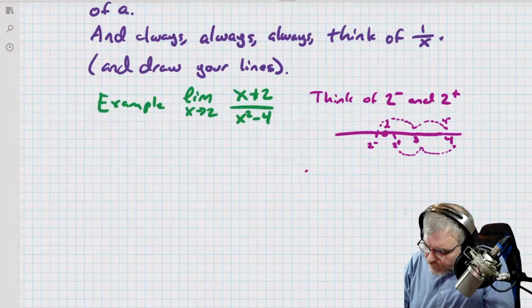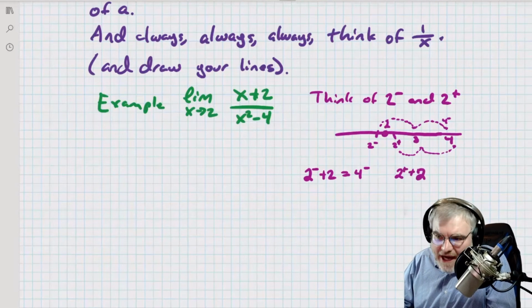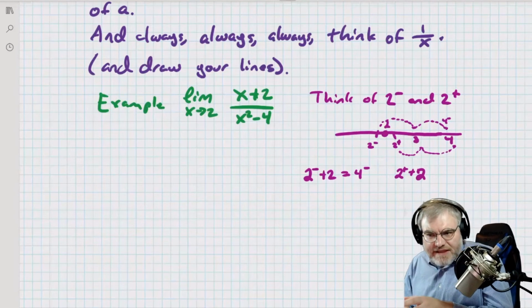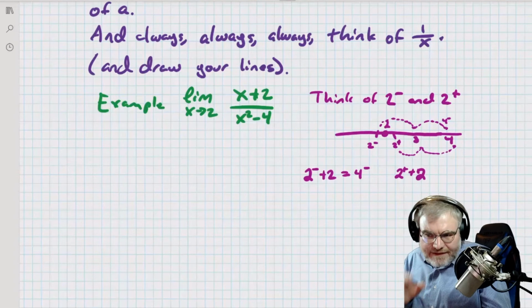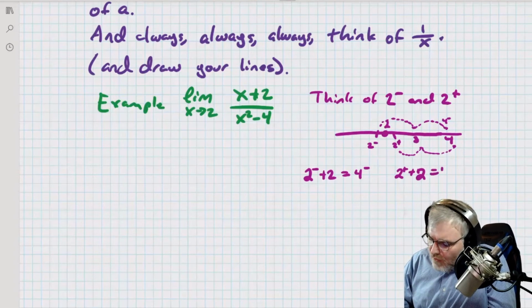So I have 2 minus plus 2 is 4 minus. And 2 plus plus 2, or 2 right plus 2. It's easier if you think of them as left and right. Don't think of them as plus and minus. Think of that thing as 2 left and 2 right. So 2 right plus 2 is 4 right.